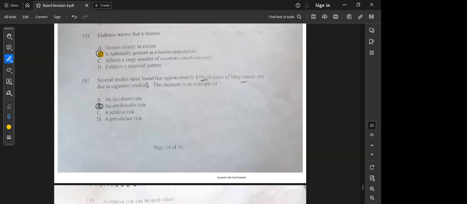So if you look at the definition of an attributable risk, they're saying it is a measure which describes the percentage of cases of a disease that are due to a specific exposure. So I think whatever you gave was actually how to calculate it. But from its definition, it describes the percentage of cases of a disease due to a specific exposure. And in this particular case, I think that is what we had, because they're describing the percentage number of lung cancer in association with cigarette smoking.